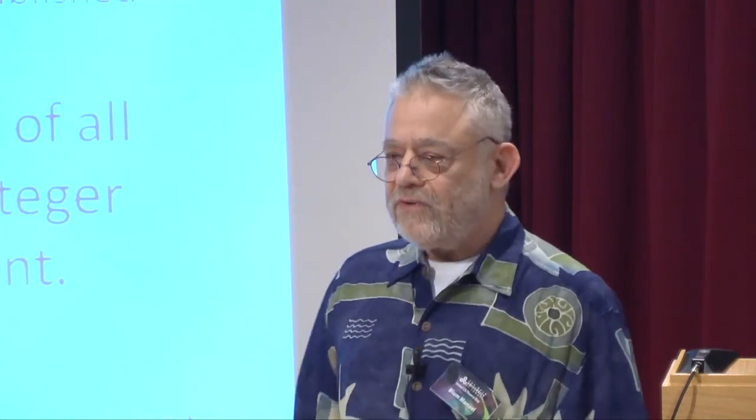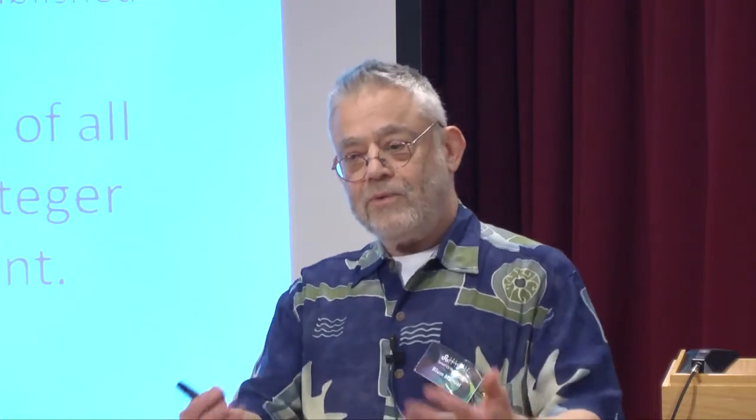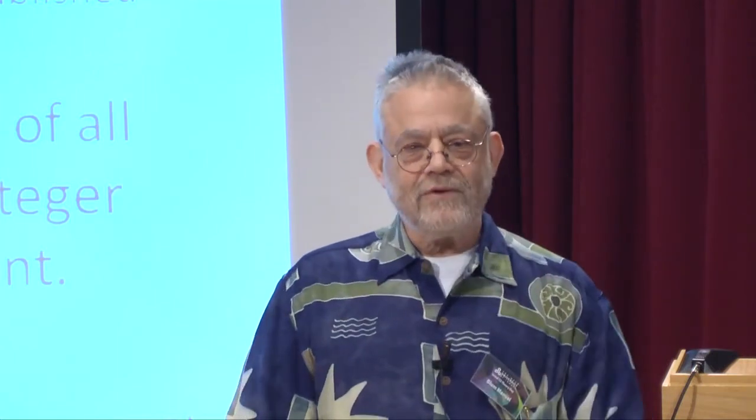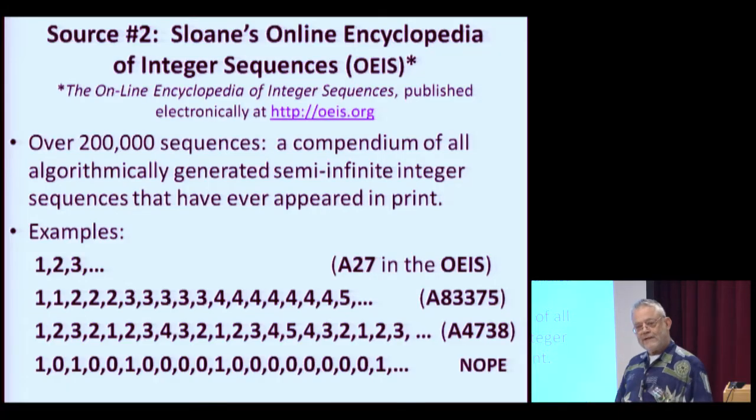And then about 10 years after that, he published another book because he had come up with a lot more sequences. People had suggested things to him. At that point, he had 5,500 sequences. He's up to 200,000 now. He's had some help. Just imagine, 200,000 sequences hand-labeled with a short description and a reference and a formula if he can get it. And it's a wonderful compendium. It has any algorithmically generated infinite integer sequence that has ever been published.